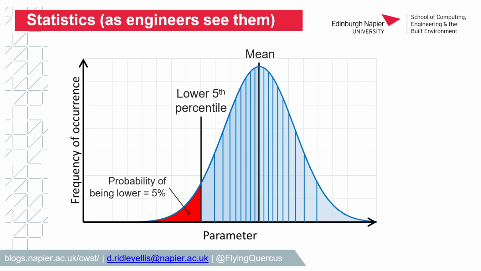Out of 100 bits of wood, 5 of them are weaker than what I've told you the grade is. There's my grade there. Not that, that's not my grade. My grade will be there. 5 of them are lower than that.